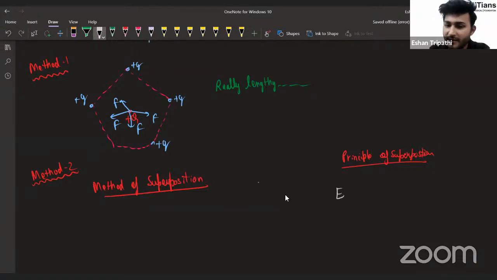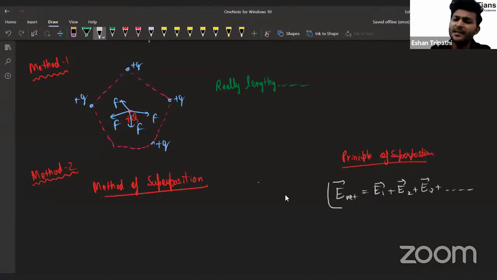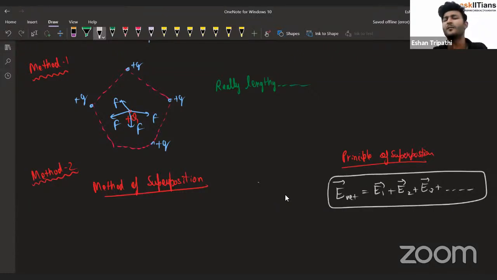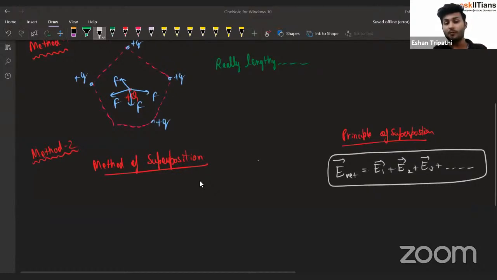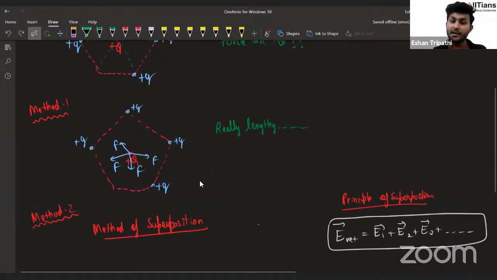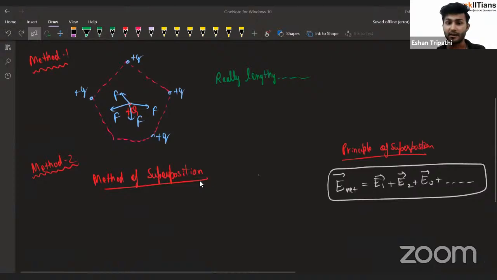all vectors. It says net electric field is E1 vector plus E2 vector plus E3 vector. You can do it with forces also. Any force vector is addition of all these. This is called principle of superposition, which is like very obvious. Any vector is sum of other forces, other vectors. Method of superposition is different. This is like what we use in 11th and 12th JEE number of questions as a trick.